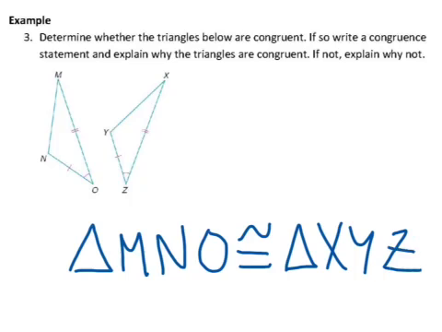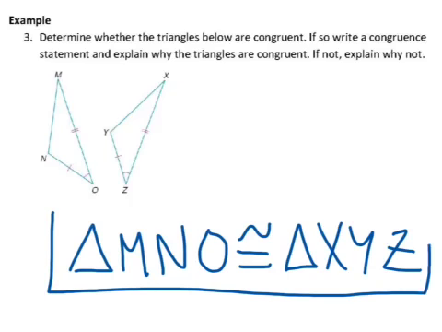Again, since O is the included angle in my first triangle and Z is the included angle in my second triangle, I can now verify that those two vertices are the corresponding angles. Therefore, this is our congruence statement.